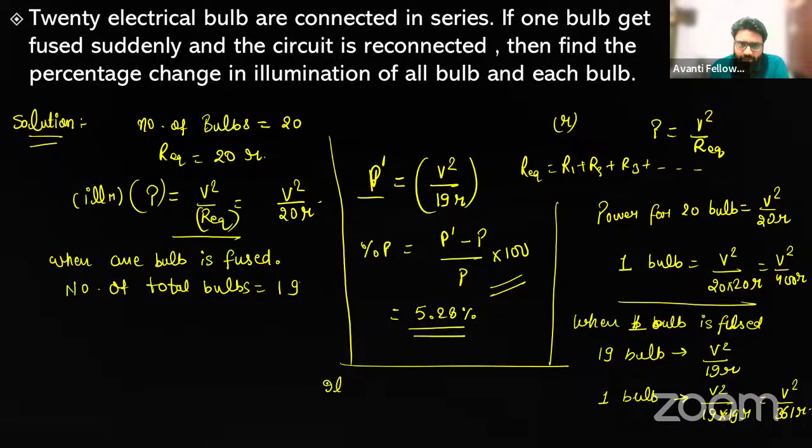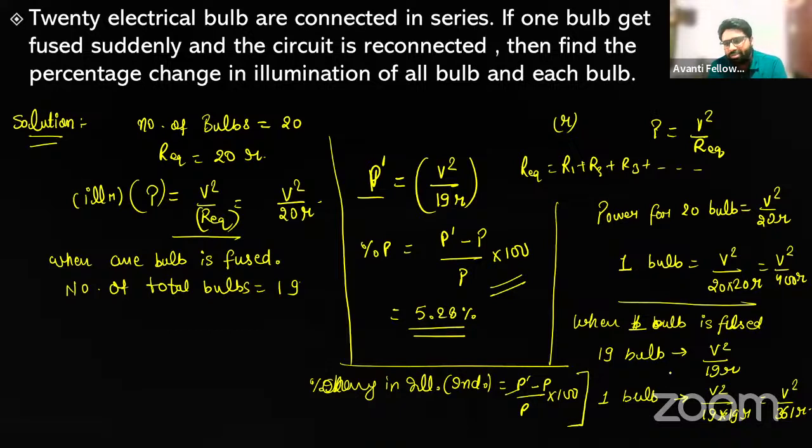Now again, the percentage change in illumination for an individual bulb. So what will it be? Again (P dash minus P) divided by P into 100. Now in place of P dash, you put V square by 361, and in place of P, you put V square by 400. When you calculate, it will come around 10.4% approx.